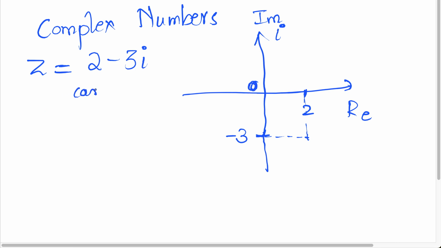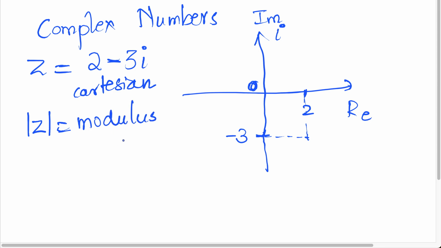This is called the Cartesian form of the number, where I have written it in the real number and the imaginary number form. I could also find 2 more details about z. One was called the modulus, and the way we defined modulus in our earlier video was the distance of the complex number from the origin. So how far is this number from the origin?